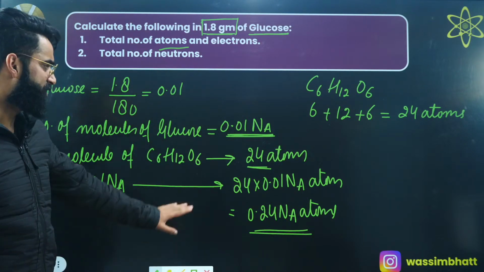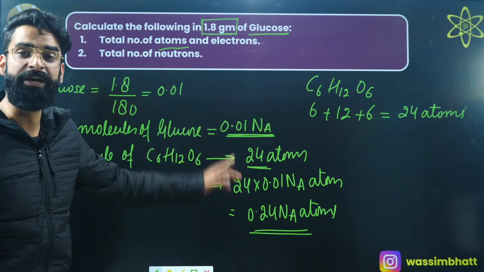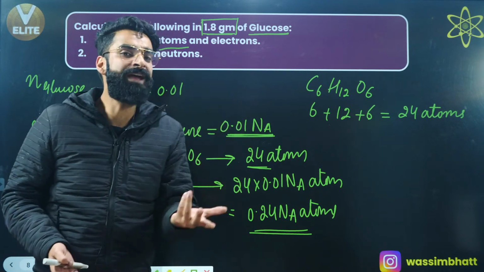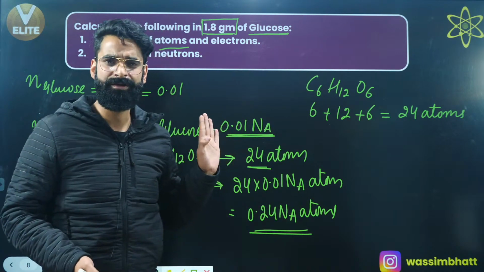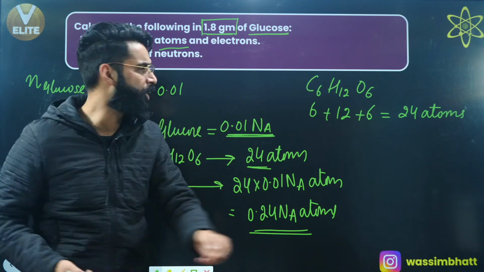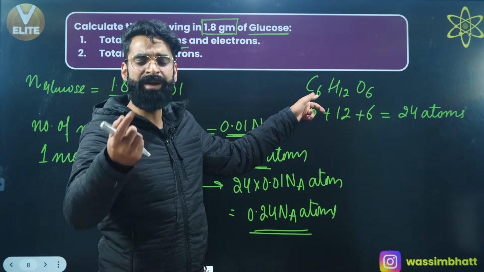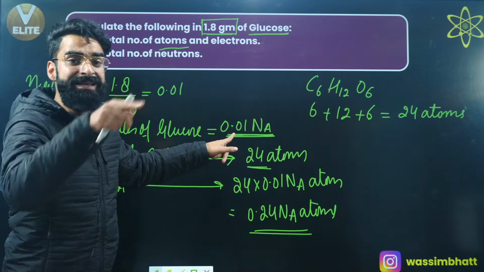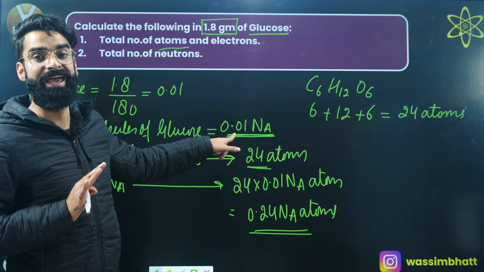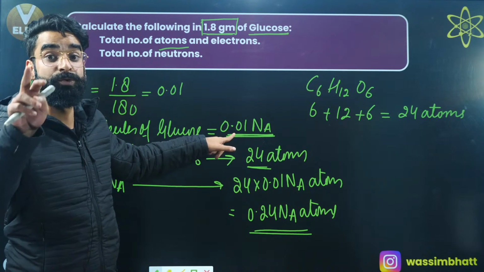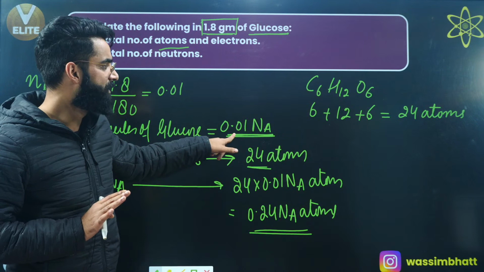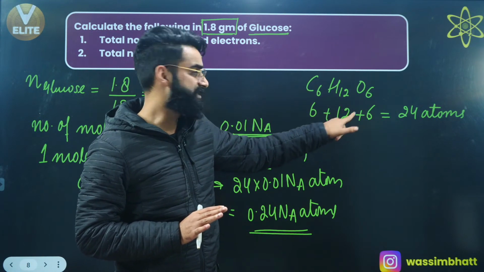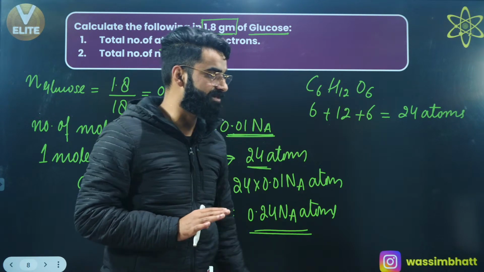I'm sure it's clear to everyone. You got to know exactly how many total atoms are there. For example, if total atoms were not asked and you were only asked to calculate the number of carbon atoms, then you will write a statement: one molecule of glucose contains 6 carbon atoms. So 0.01 NA molecules will contain 6 multiplied by 0.01 NA atoms. So the answer is going to be 0.06 NA carbon atoms. Similarly, 0.12 NA hydrogen atoms. Similarly, 0.06 NA oxygen atoms.